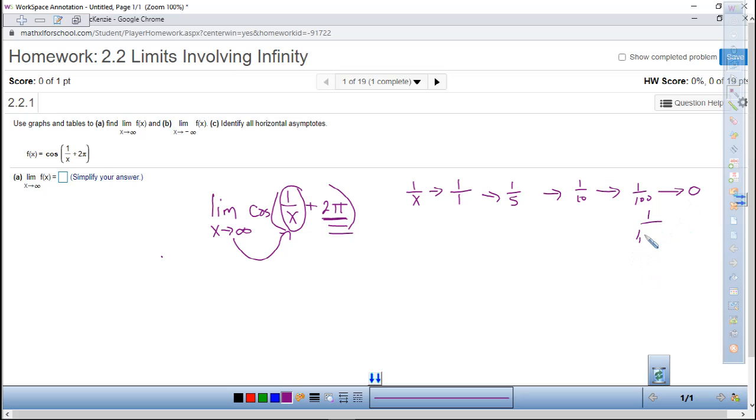Because you're going to have 1 over 1 million, 1 over 1 billion, 1 over 1 trillion, 1 over 1 googolplex. You're going to have huge numbers on the bottom divided into 1. If we take 1 and break it up into 1 million pieces, those are tiny, tiny pieces. So that thing's going to go to 0. So if we take this limit, the thing I've got circled is going to 0, we're going to end up taking the cosine of 0 plus 2 pi, which is just the cosine of 2 pi. And what's the cosine of 2 pi? Cosine of 2 pi is the same thing as cosine of 0, which is going to be 1.